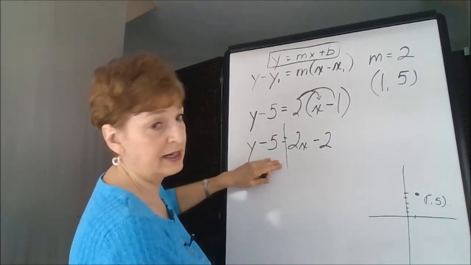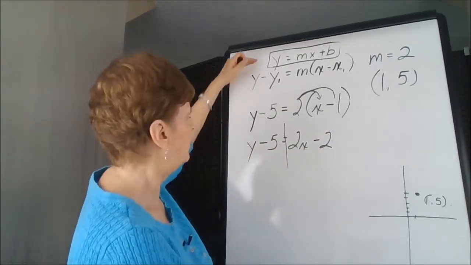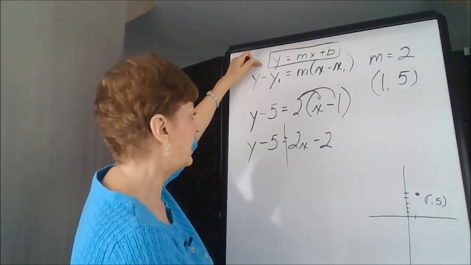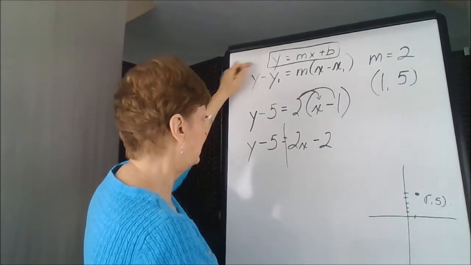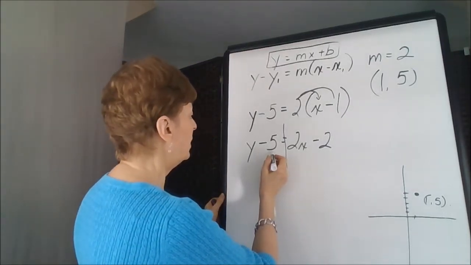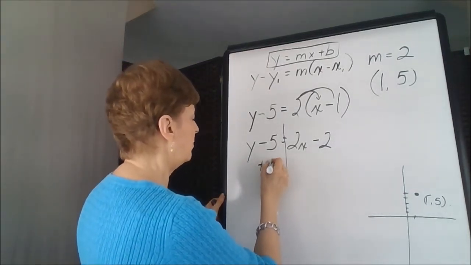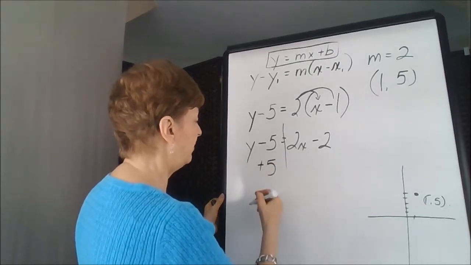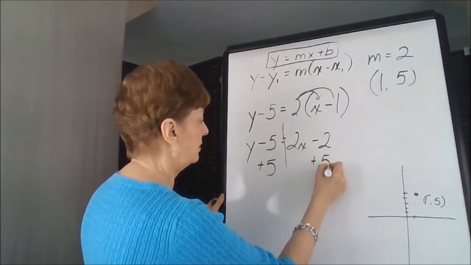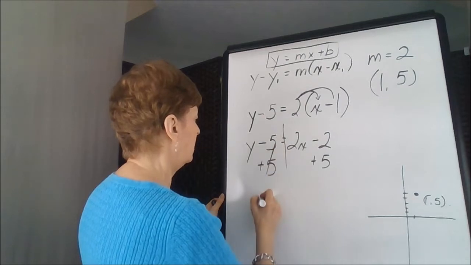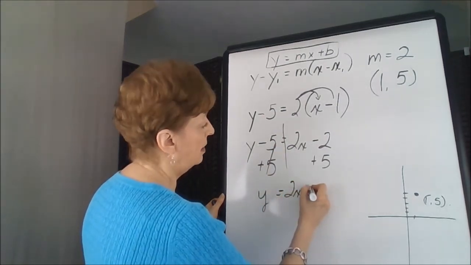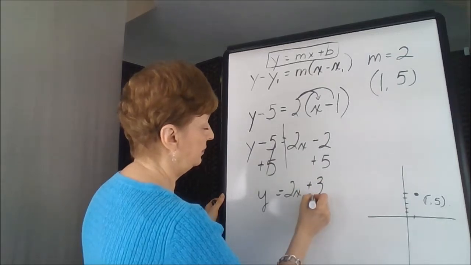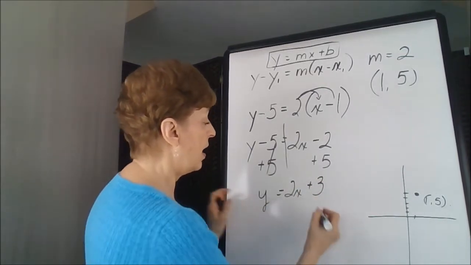Remember, we're trying to take this formula and put it into this y equals mx plus b so we can graph it. We only have one point that we know about. All right, so we're going to reverse the subtracted 5. Y is equal to 2x plus 3. We now have our y-intercept.